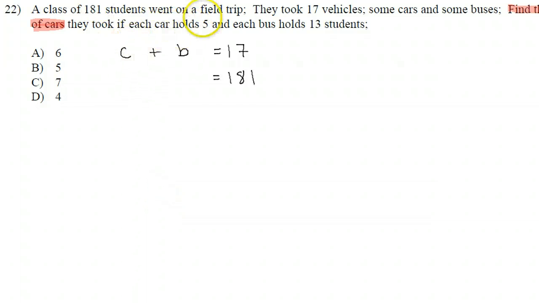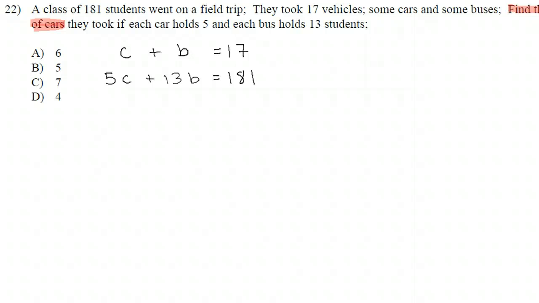Now, every car holds 5 students, so that means however many cars I have, I can multiply it by 5, and that's the number of students that I have in cars. Every bus holds 13, so I can multiply that by 13, and we get this. So now we have a system. Now this is really easy to solve.